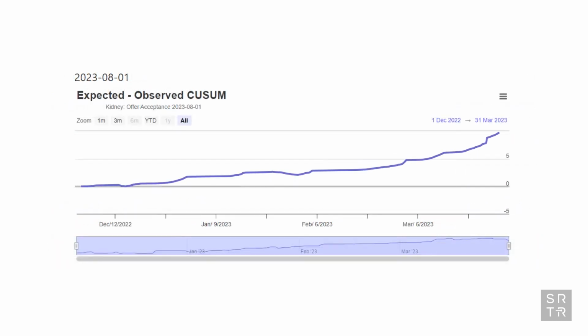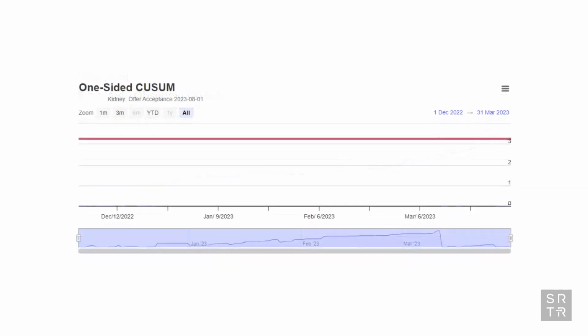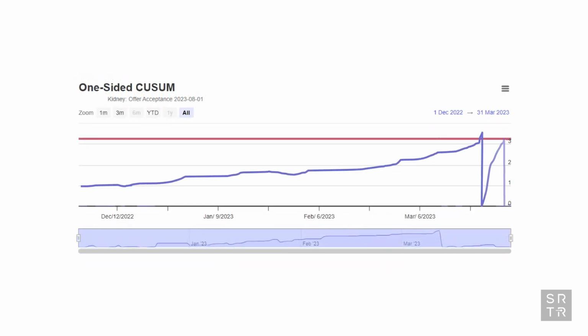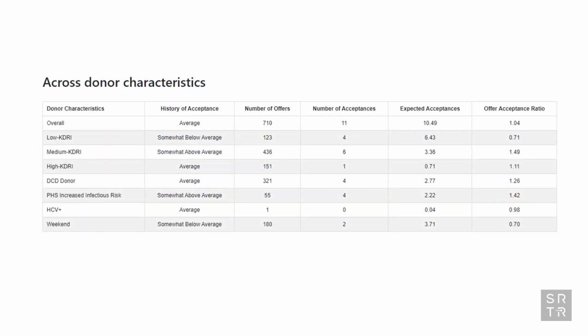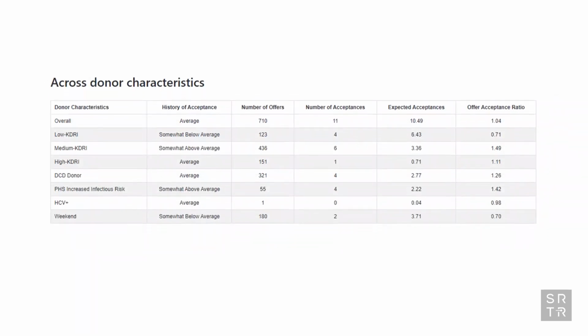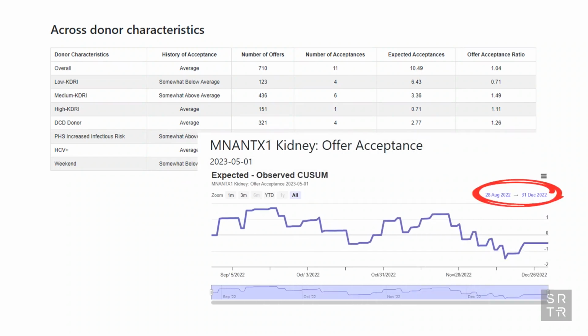This is a large program's expected minus observed chart with relatively average acceptance during the first 3 months. Then, the line begins to climb. How important is this sudden increase during the last month shown here? The one-sided chart will answer that. The acceptance was extremely below average during the last month and caused the QSUM to signal twice. SRTR also provides a table summarizing the offer acceptance for certain types of offers on the QSUM chart page at the bottom of the page. The date range for this table is the same as the default range of the charts.